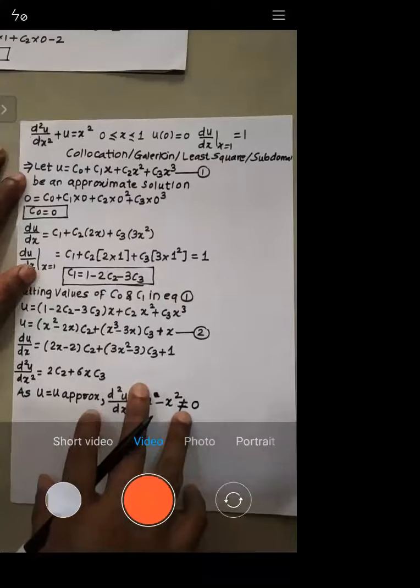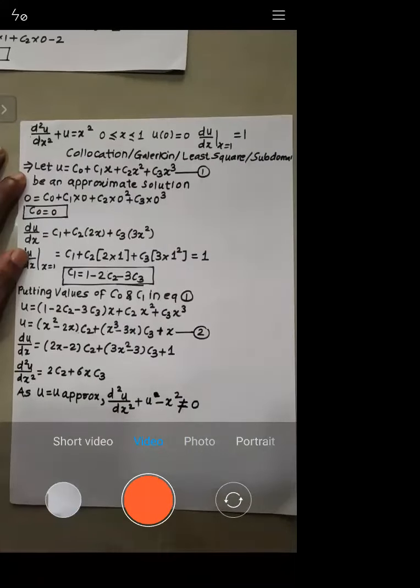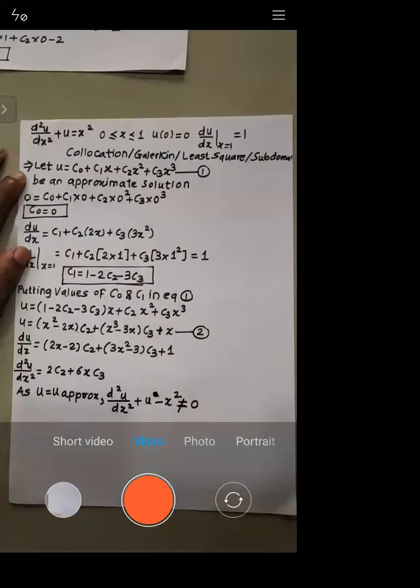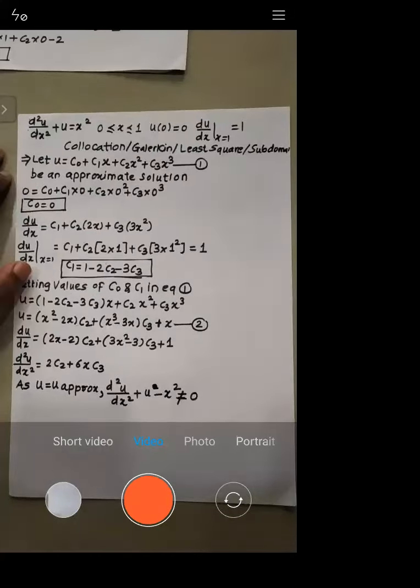Listen, let me clarify. Let's say your exact solution is 10, but whatever answer you are getting is 9. Then 10 is not equal to 9, so 10 minus 9, that is 1, is the error in your answer. Getting it?